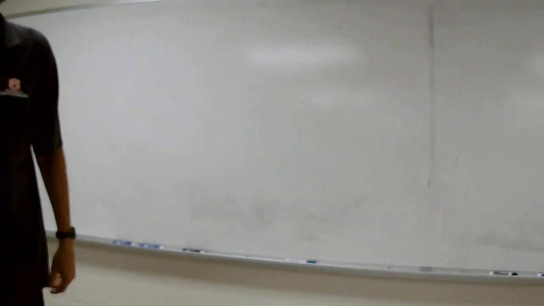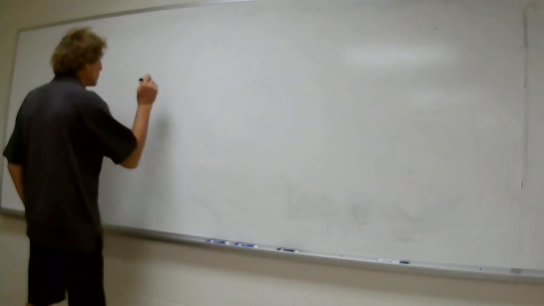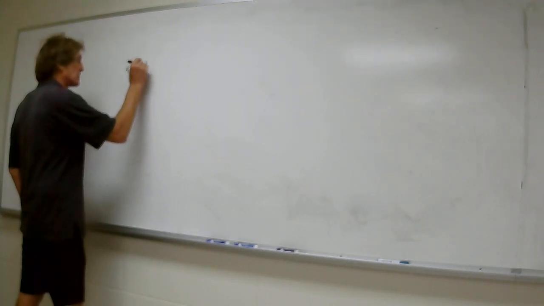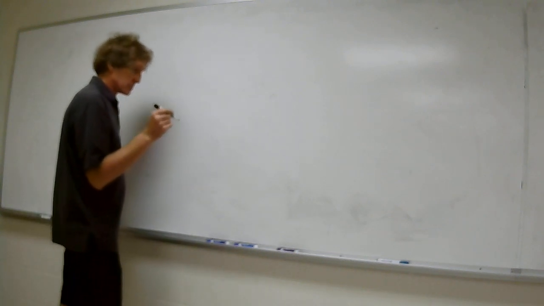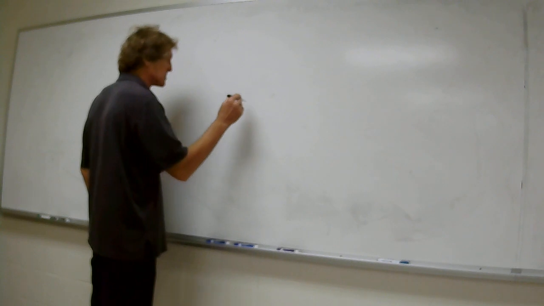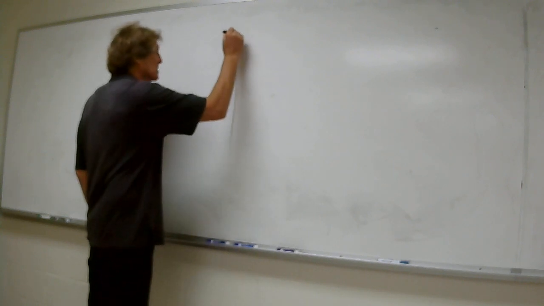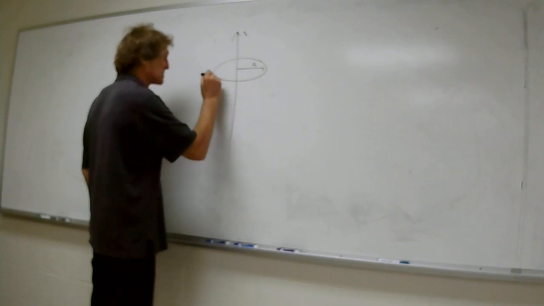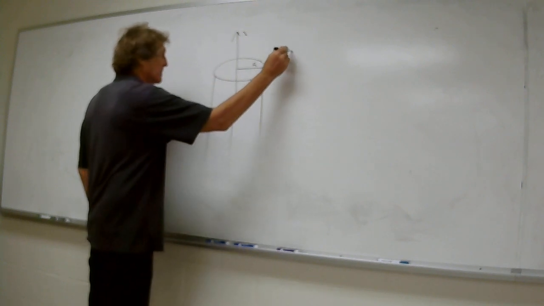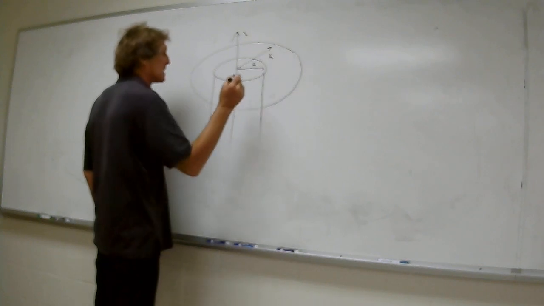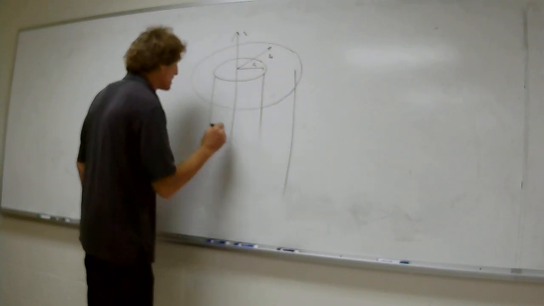Go ahead. Which problem is this again? 4.22. Consider a pair of collinear cylindrical shells centered on the z-axis. Okay, so we got a z-axis here, and we have shells. That means you got some inner radius A, and it's just a shell like this, and then an outer radius B. I'm just picking these. That's the same as in the problem.